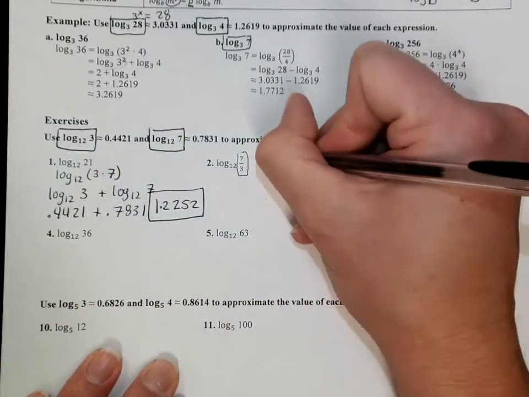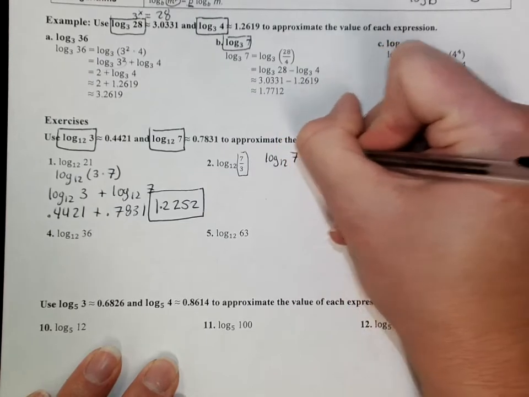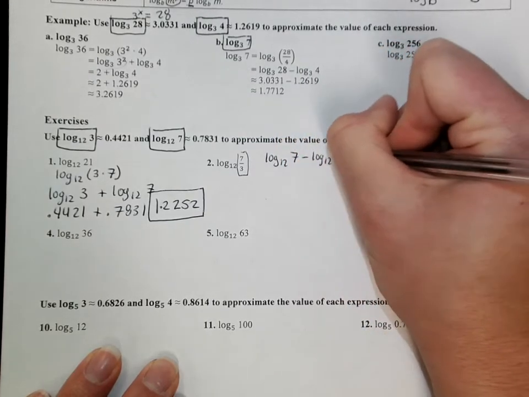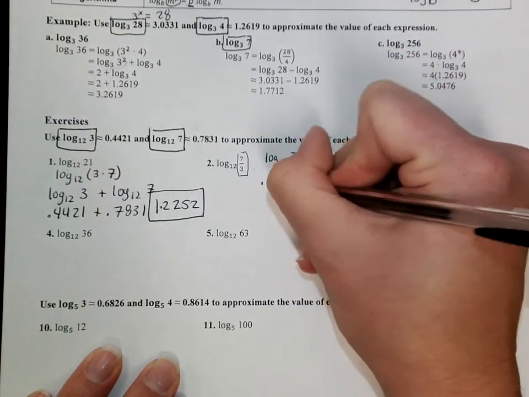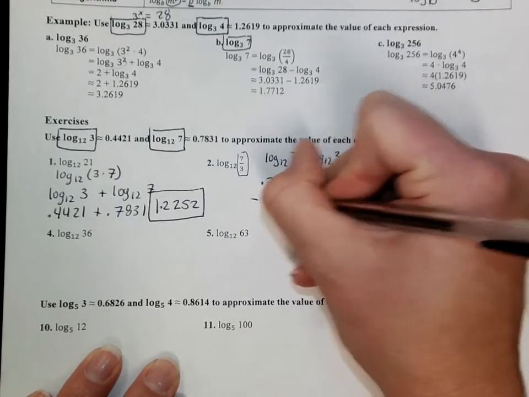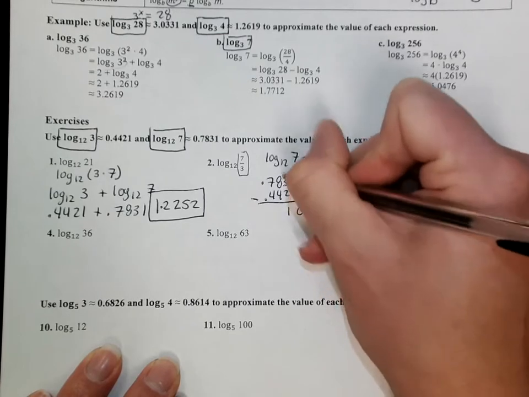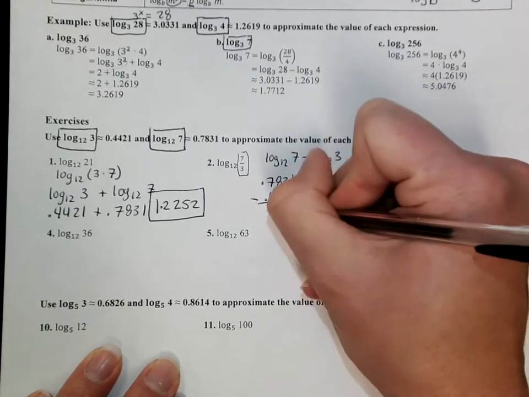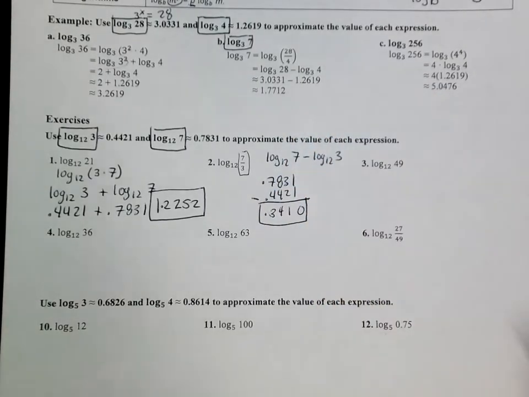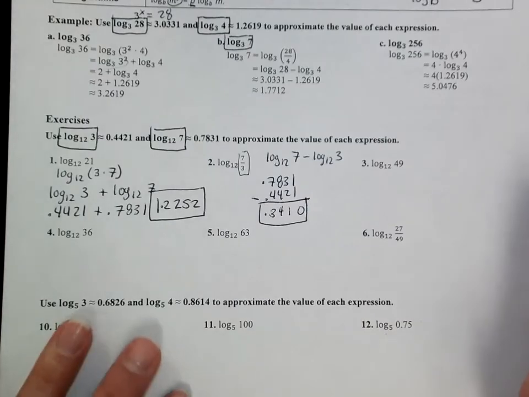So again, I can just take the log 12 of 7 minus the log 12 of 3. That's 0.7831 minus 0.4421. When you subtract, that's a 0, that's a 1, that's a 4, that is a 3. So there's your solution. I should have stacked the last one. That probably would have made me feel more confident about it.